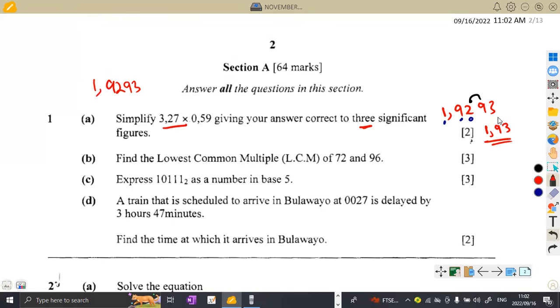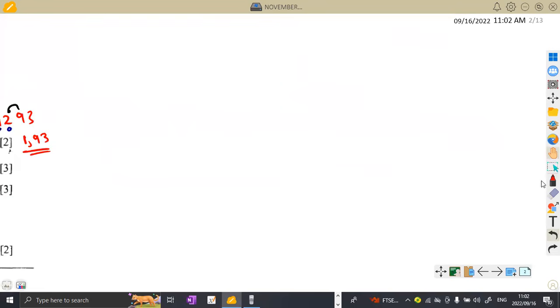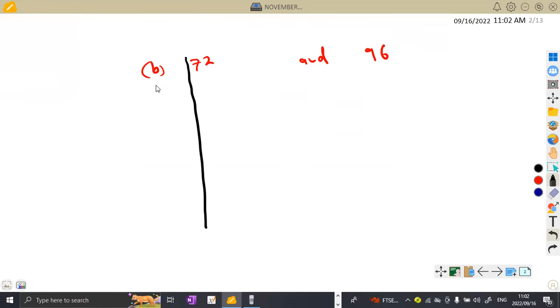Then find the lowest common multiple, that is the LCM of 72 and 96. Remember, for LCM, we need to write these numbers as products of their prime factors. So I'm just going to put this aside. We've got 1b, with the numbers 72 and 96. We want to find the product of the prime factors so that we can find the LCM. Let us start with 72. The smallest number that we can use is 2. 72 divided by 2 is 36. 36 divided by 2 is 18. 18 divided by 2 is 9. Then 2 is no longer possible, so we're going to use 3. 9 divided by 3 is 3. 3 divided by 3 is 1.